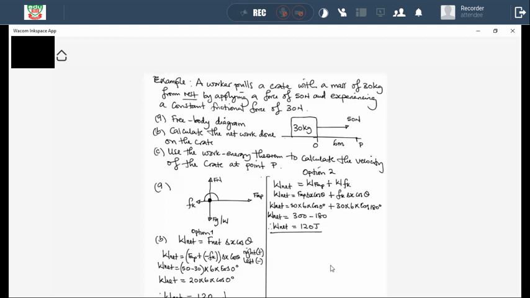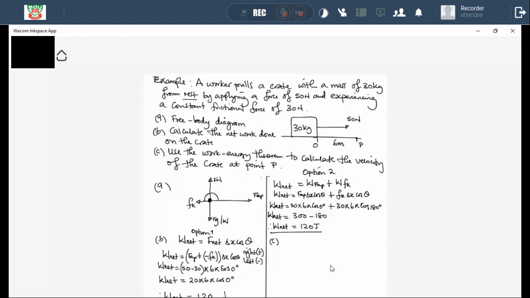All right. Without wasting much of your time, let's move on to item number C, which is actually the purpose of the presentation. Use the work energy theorem to calculate the velocity of the crate at point P. When the question is so specific, use the work energy theorem. We are guided. It's not an open question. They've already decided for us. Otherwise, if we use any other method, then everything is going to be wrong.